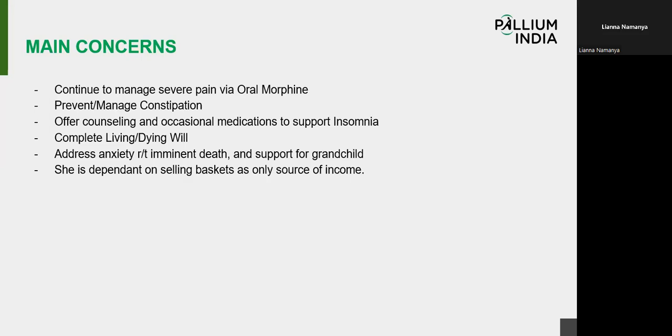Thank you. So our main concerns, we need to continue to manage her pain. As I just mentioned, we want to prevent and manage constipation, which hasn't been a complaint, which is good. We will continue to offer counseling and occasional medications to support her insomnia. But our social worker identified that the insomnia comes from anxiety due to her grandchild that she's taking care of. She has to find school fees for her. She's going to complete a living and dying will, and then we'll continue to address her anxiety related to imminent death. As it does appear, her cancer has metastasized according to the mass found in her rectum. Although she isn't aware of that, I'm going to lead to that question soon. So she is dependent on selling these baskets, which is why we're trying to support her in that so she can receive more income.